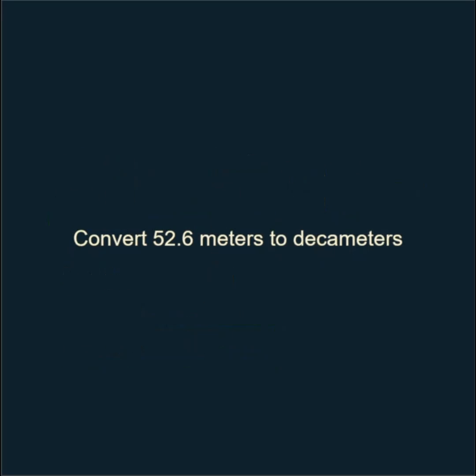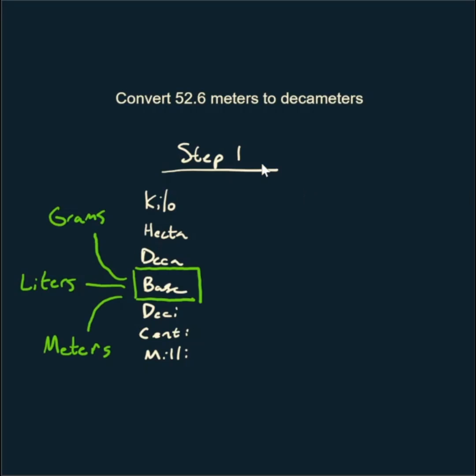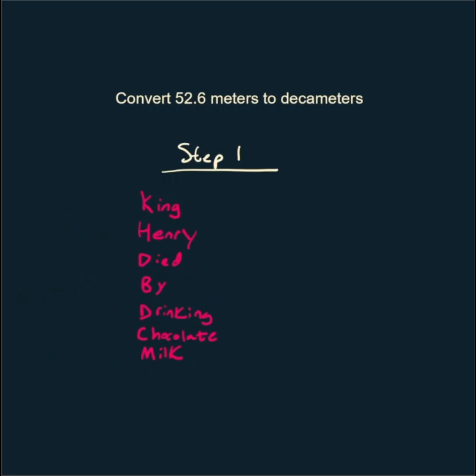So let's say we had the following problem, converting meters to decameters. Our first step is to create a cheat sheet. This lays out all the prefixes with the base having no prefix. For example, we have meters in this question stem, which has no prefix attached to it, unlike decameters, so that is our base. Other examples of base units are grams, liters, and meters, and a common mnemonic for memorizing this chart involves King Henry. It goes, King Henry died by drinking chocolate milk.